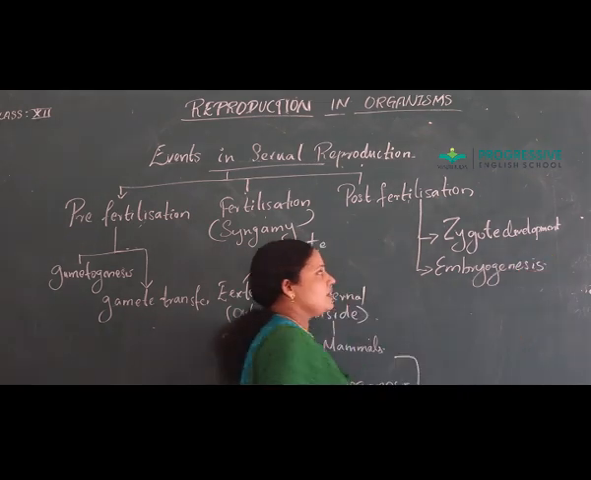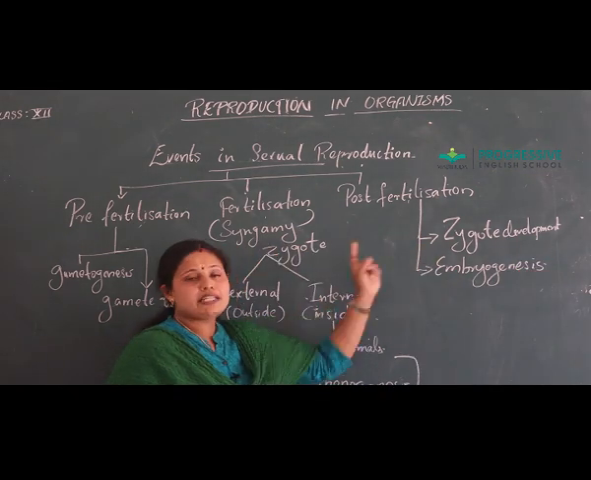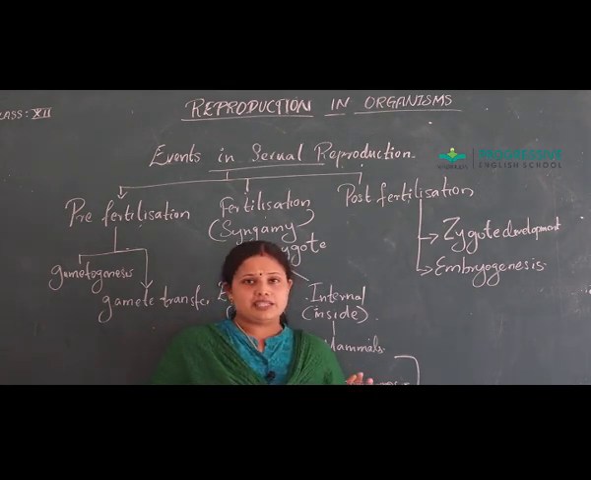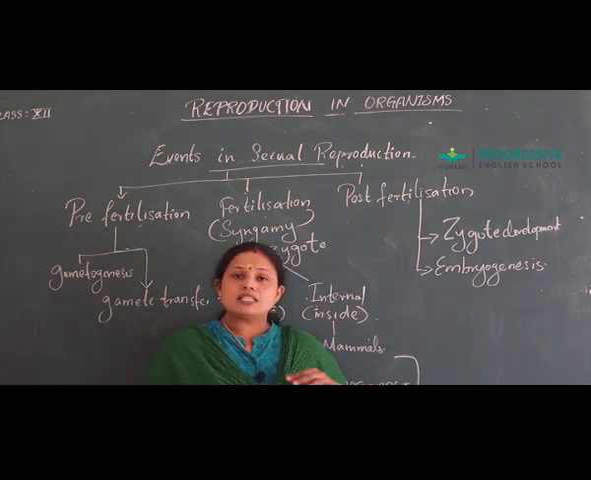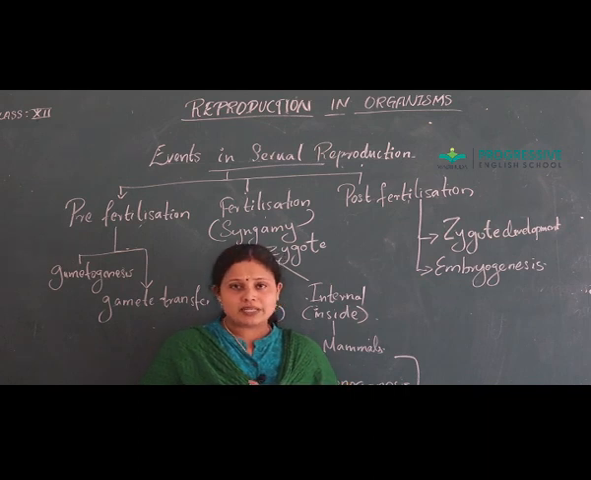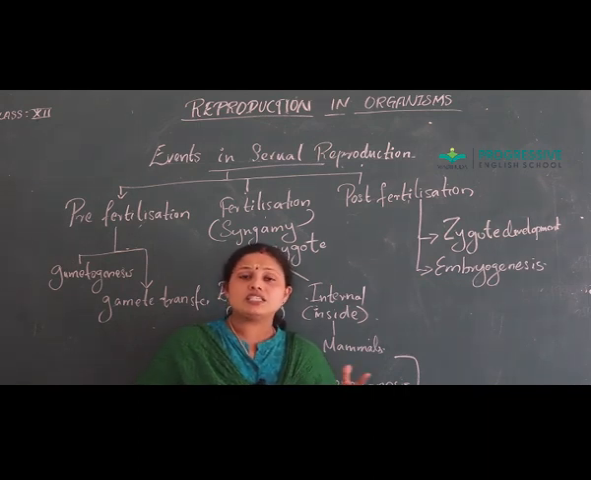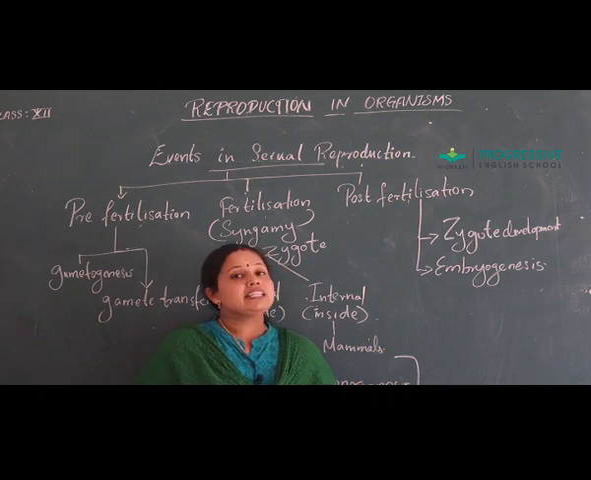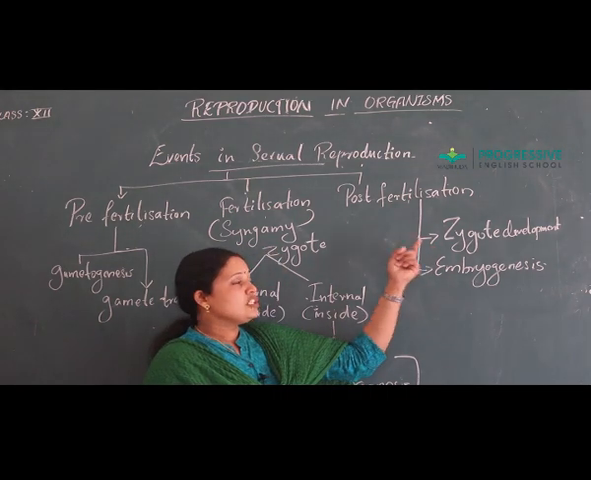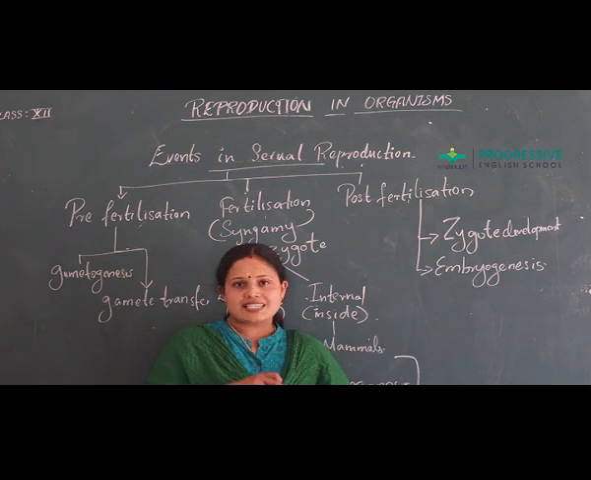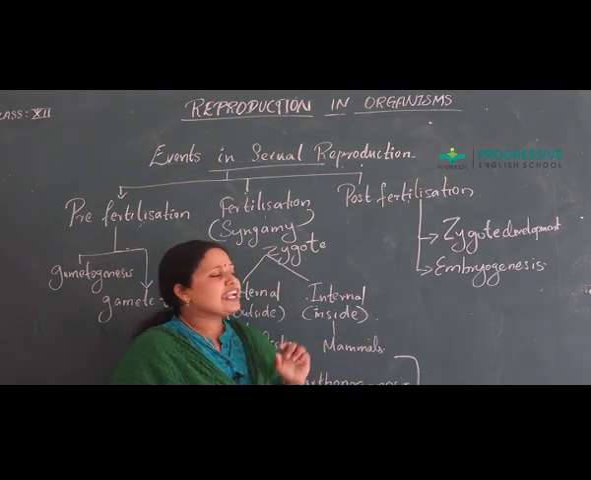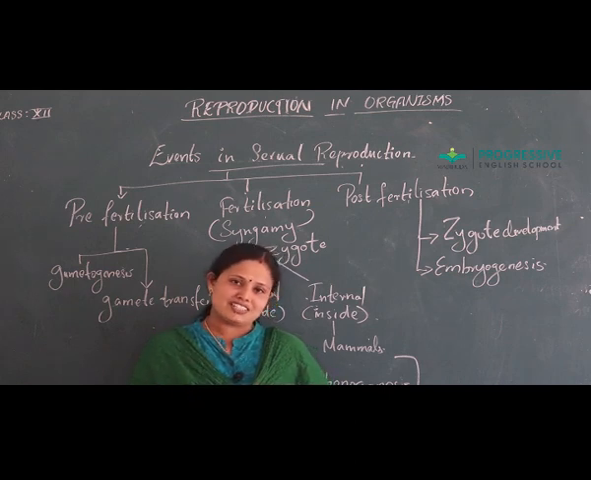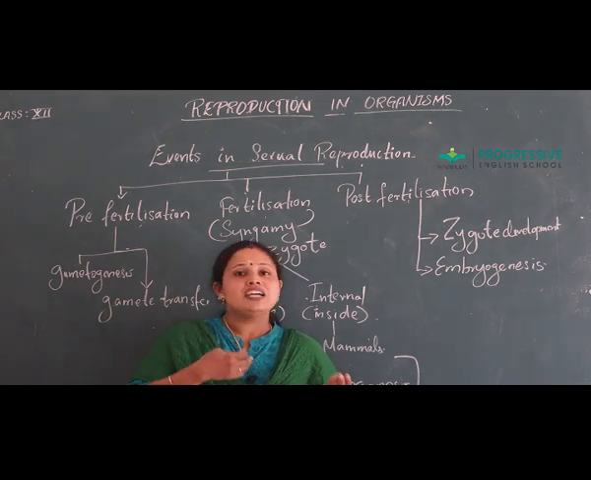Embryogenesis. And the zygote development, whether the fertilization is taking place in an external medium or internal medium, where will the zygote development be taking place? In the external fertilization, it will be taking place in the external medium, that is outside. And in the internal fertilization, zygote development will take place inside. And this zygote ensures the continuity of generation.